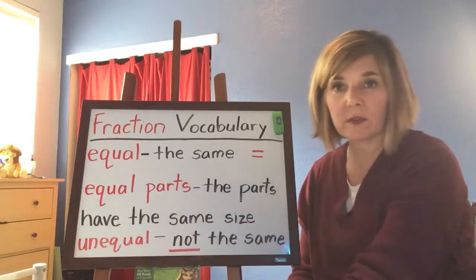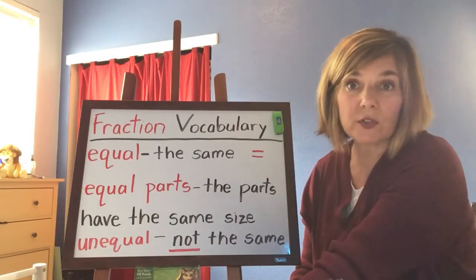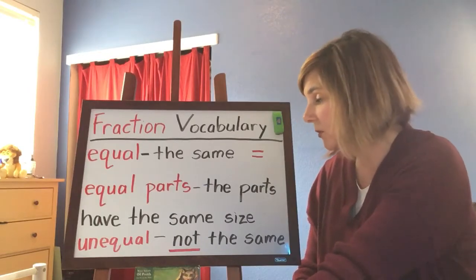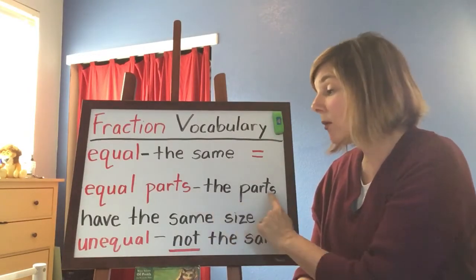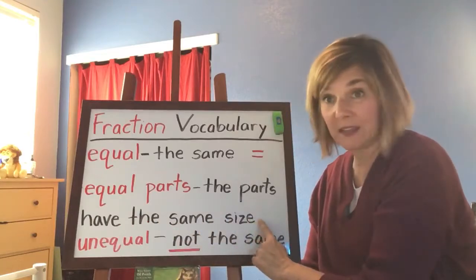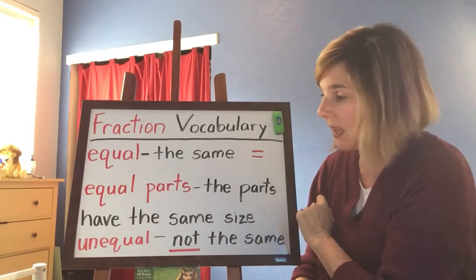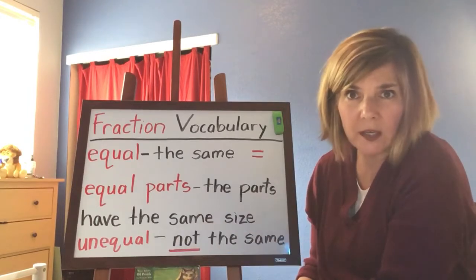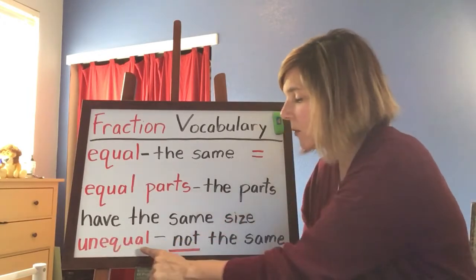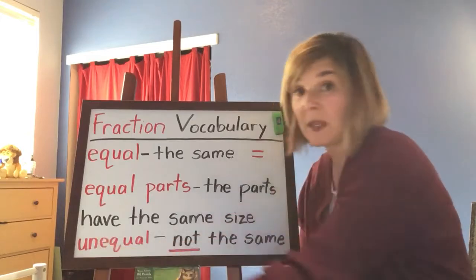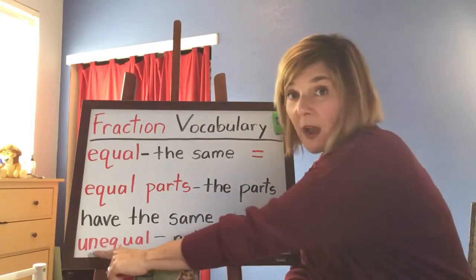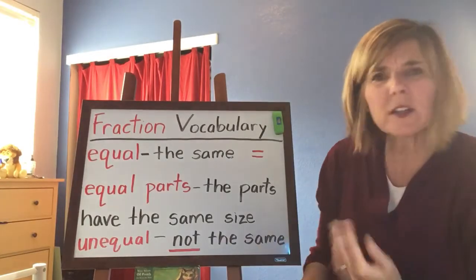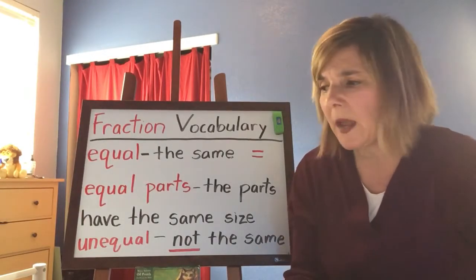Equal parts. I'm going to use those words to describe shapes today, and I'm going to describe them in equal parts, which are the parts that have the same size, or I might say that there's unequal parts. Now, what does unequal mean? Unequal. Well, un means not. So if I say it's unequal, it's not the same. Let's look at some unequal shapes right now.